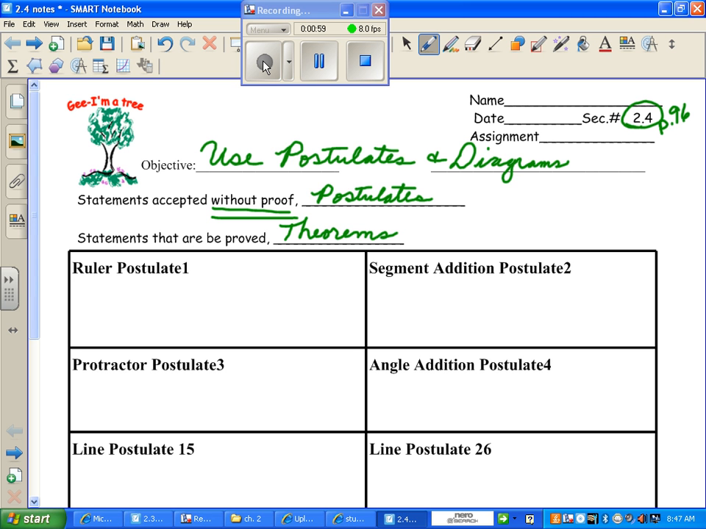And we are going to be doing proofs during geometry class starting this chapter. And when you make a proof, you are going to have to use postulates, definitions, properties, anything that you can state as a fact. So it's a deductive setup. A postulate is one part of a proof. Statements that are proved are then called theorems. Now all these postulates that we're going to go through could be used in a proof.